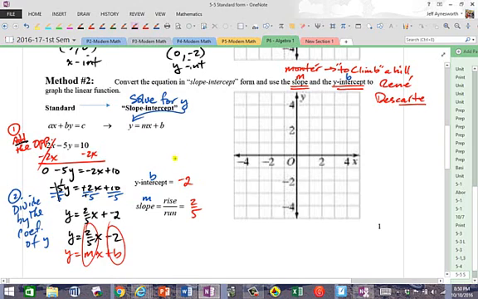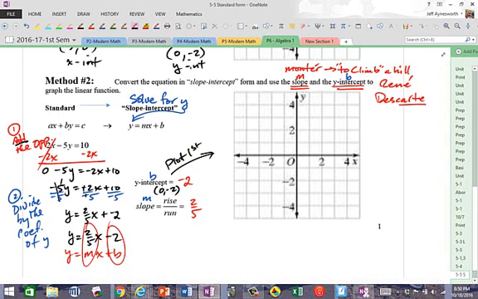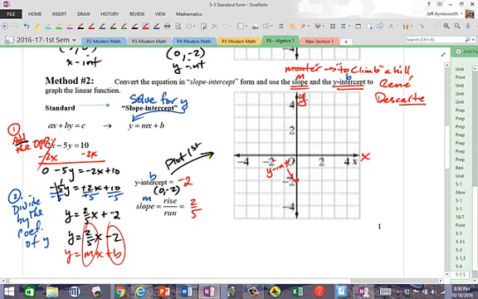So what you want to do is plot the y-intercept first. The y-intercept is at 0 and -2. It's on the y-axis. Remember, the y-axis is vertical, the x-axis is horizontal. So here I got to go down 2. So right here, there's your y-intercept. So you plot the y-intercept first.